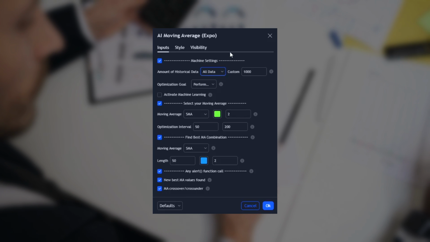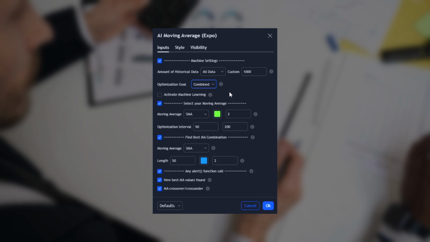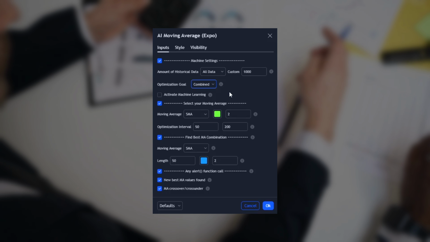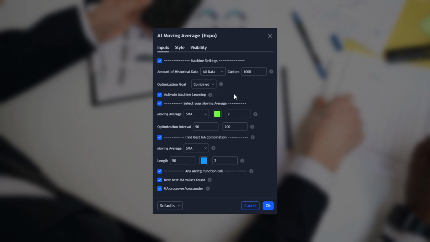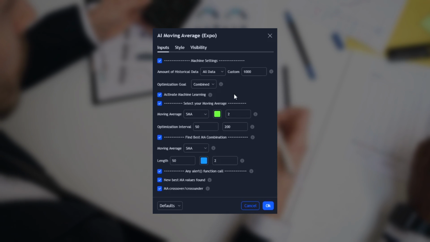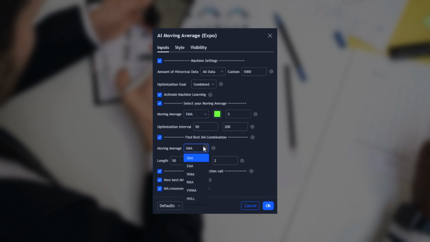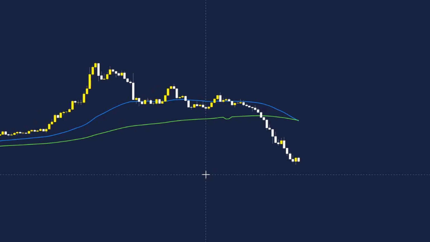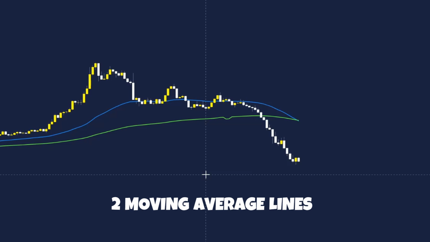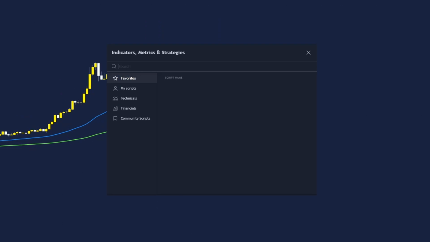This will allow us to see the AI data on the chart, and let's change the optimization goal to combined. This will target both performance and win rate for the strategy, and finally turn on the machine learning setting. This allows the indicator's AI to adapt the moving average to different market types. And last but not least, let's switch the moving average types to EMA. As we can see, the moving averages are now updated on the chart. We will be using these two moving average lines to predict trending markets. But we will need a final confirmation for entering trades.